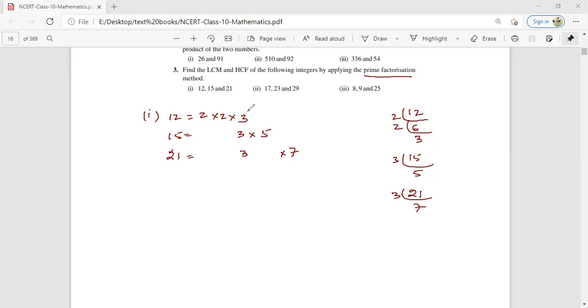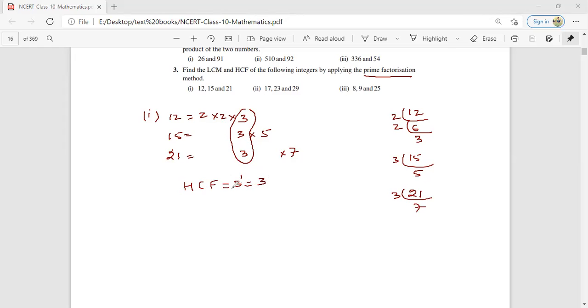If you see, you can do it by the previous way that you were doing in previous classes. 3 is common here. Or you can say, what is the common number here? 3. And the minimum power of 3 is 1. So therefore HCF is 3.